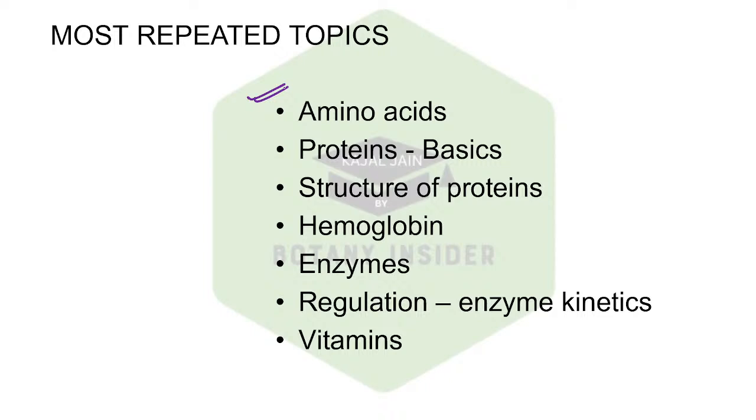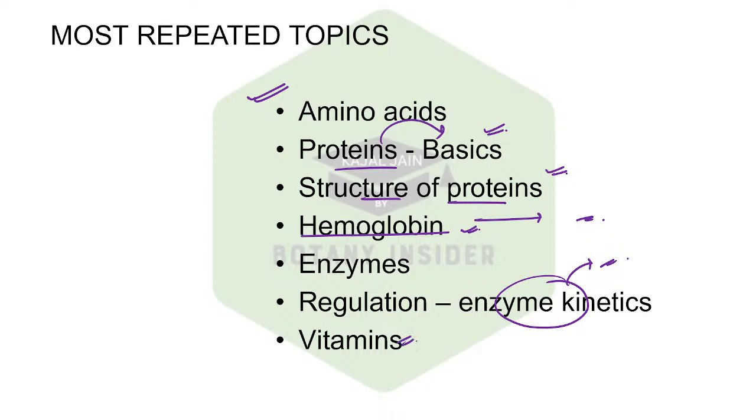See, these are the most important topics. First one is your amino acids. Then, from the basics of protein, you can get a question. From structure of protein, again, you can get a question. Then from hemoglobin, a question can very easily be there. From the enzymes regulation part, that is when we learn about the enzyme kinetics, you can get a question from here as well. Vitamins, and easily you can add protein digestion as well. You can add protein sequencing questions as well, right? So these are the most repeated and the most important topics from unit number 1 in the upcoming examination, right?